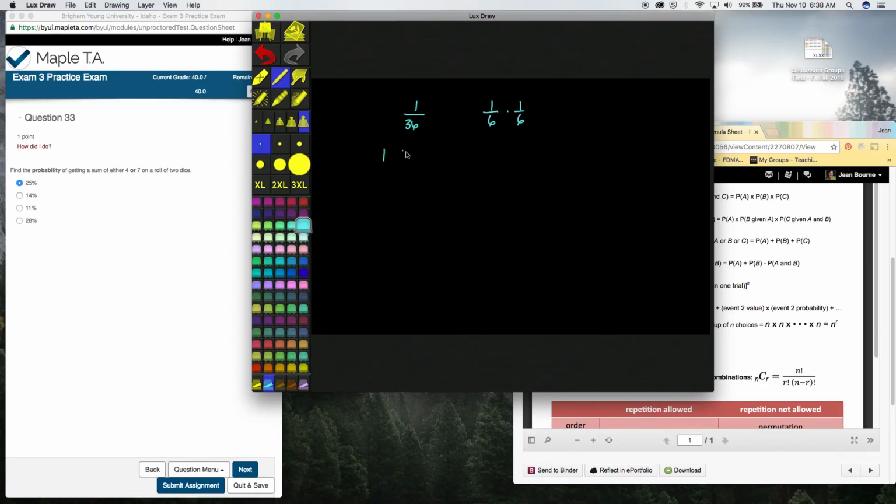So I can get a 4 with a 1 and a 3, with a 3 and a 1, and with a 2 and a 2. Now, technically, I have another chance at a 2 and a 2, except they count these the same because you don't really know which dice it is. So we don't count this exact same thing. So there are 3 ways out of 36 to get a 4.